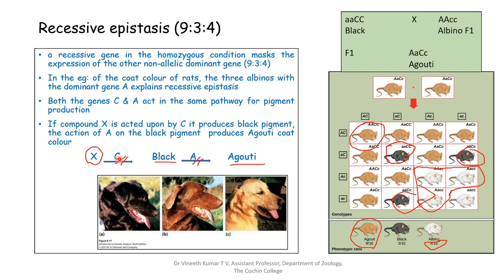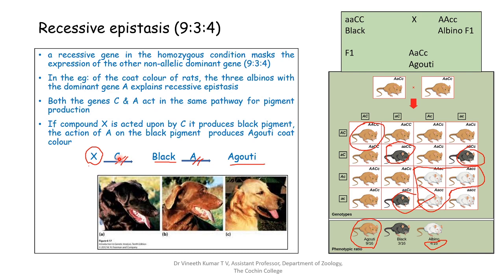As a result, you can consider these three to be examples of recessive epistasis, where a recessive gene in the homozygous condition is inhibiting, in the sense that because it is not there, the expression of the A gene, whether it produces the enzyme or not, even though it produces the enzyme, it does not have a substrate to act on. As a result, it will have a coat color which is called the albino coat color.